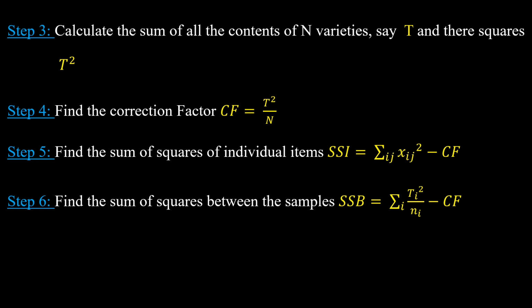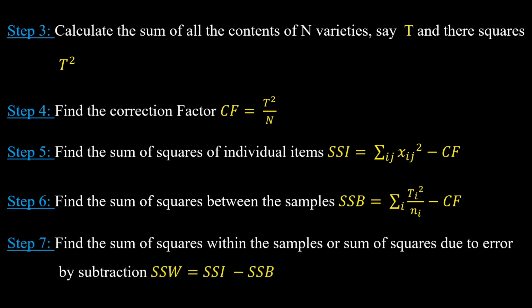The next step is to find the sum of squares between the samples. The sum of squares between the samples is given by SSB. It is calculated using the summation of Ti square by ni, where small ni is the number of terms in each sample, minus the correction factor we have found. Then find the sum of squares within the samples, or the sum of squares due to error, by subtraction. So SSW is equal to SSI minus SSB.